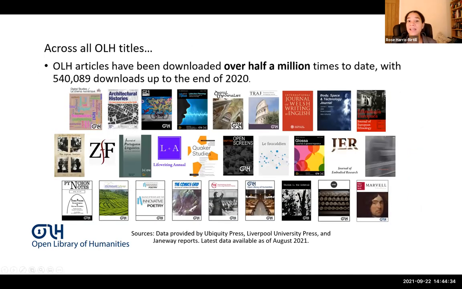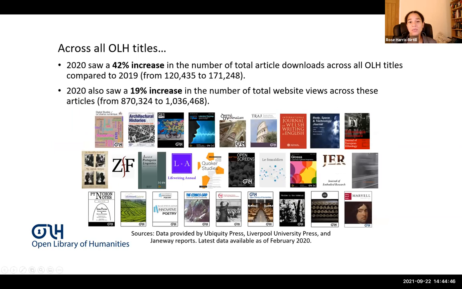Now, according to the latest data available across all 28 OLH titles up to the end of last year, OLH articles have been downloaded over 500,000 times to date. And in 2020, we saw a 42% increase in the number of article downloads compared to the year before, and a 19% increase in the number of total website views across those articles, which is a significant rise in the number of people viewing research online. So from this perspective then, access to open access is certainly growing.